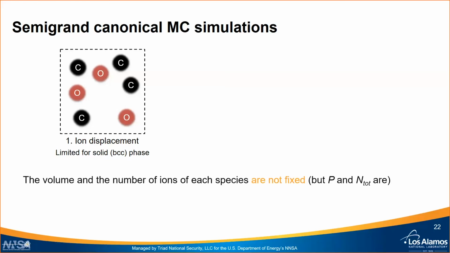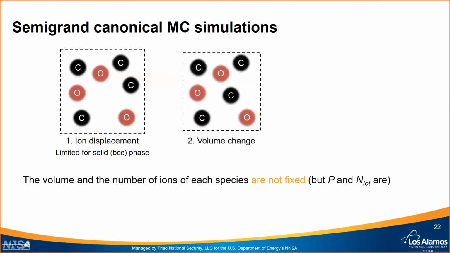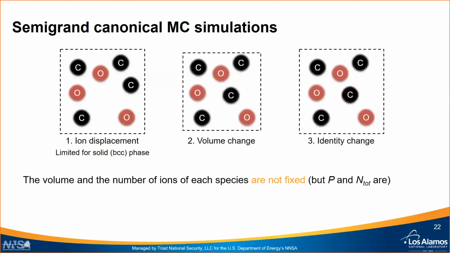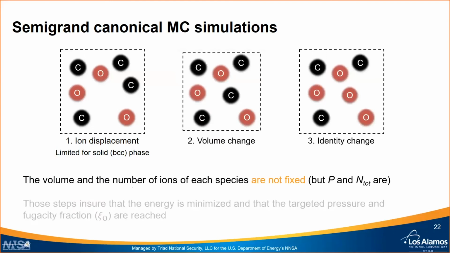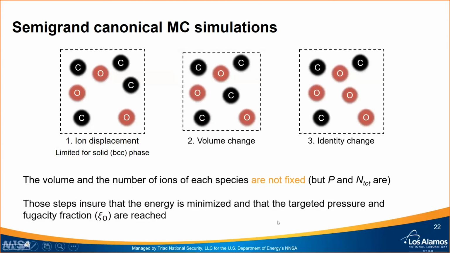Now where things become a bit different from NVT Monte Carlo calculations is that the volume and the number of ions of each species is not fixed, because those are not fixed quantities in our statistical ensemble. This means that the volume of the simulation box can change, and also any ion at some point can change its identity, so it can go from a carbon ion into an oxygen ion or oxygen to carbon. And those tests are here to ensure that we reach the targeted pressure in our simulation and also the targeted fugacity fractions, because those are the quantities that are fixed in our semi-grand canonical ensemble.